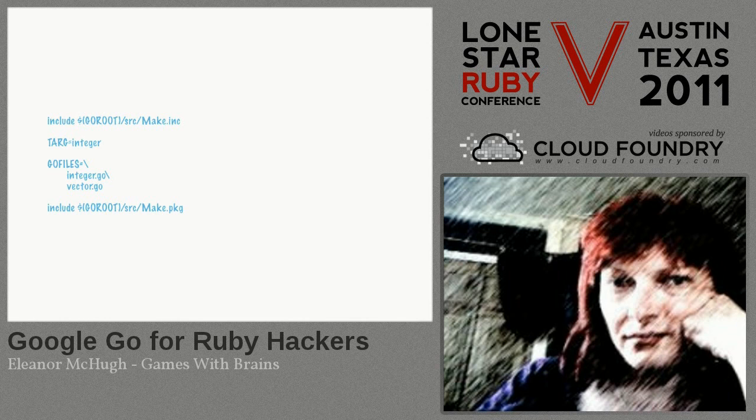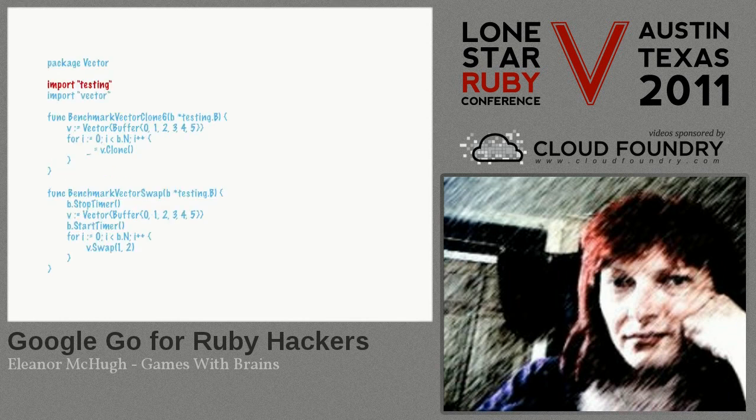It's not very exciting. This is an example of a simple make file for making this particular program. And here's an example of how to do benchmarking, because gotest supports benchmarking out of the box. It does benchmarking by looking for these benchmark functions. It's got an odd little idiom for doing benchmarking.